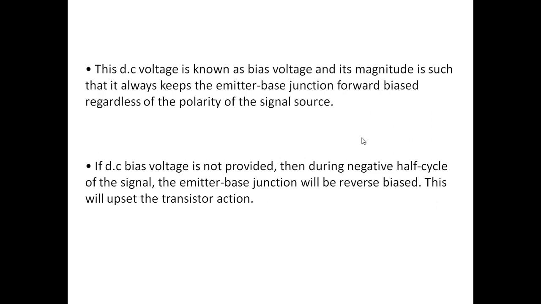If DC bias voltage is not provided, then during the negative half cycle of the signal, the emitter base junction will be in reverse bias. If that VBB is not provided, what will happen? The emitter junction will undergo reverse bias when the source voltage is in the negative half cycle.